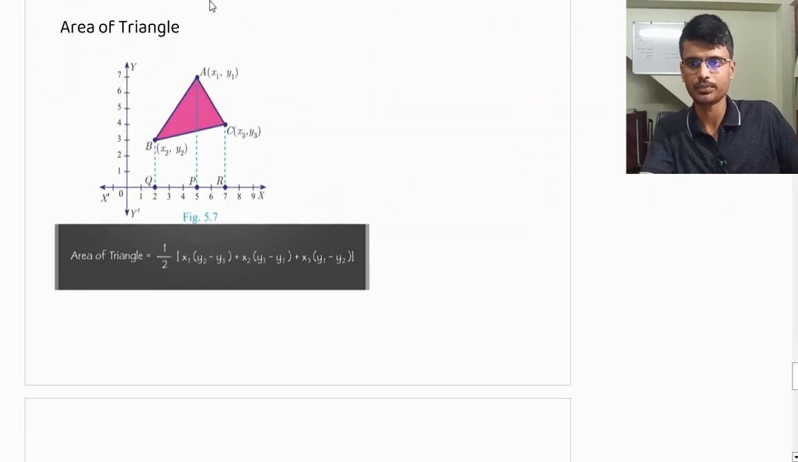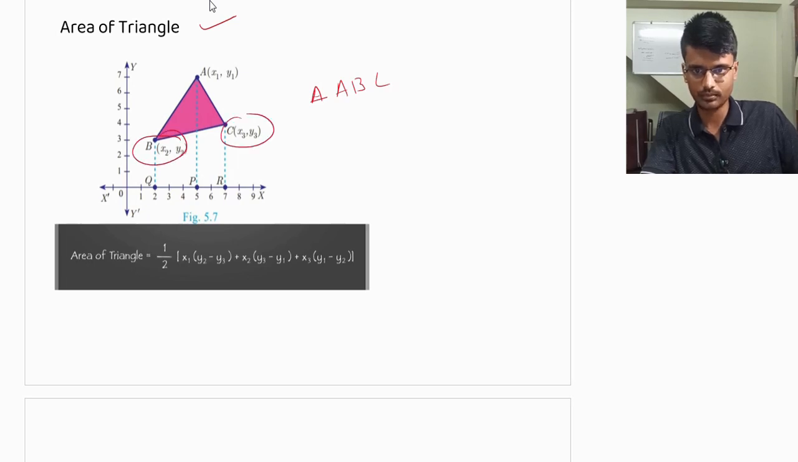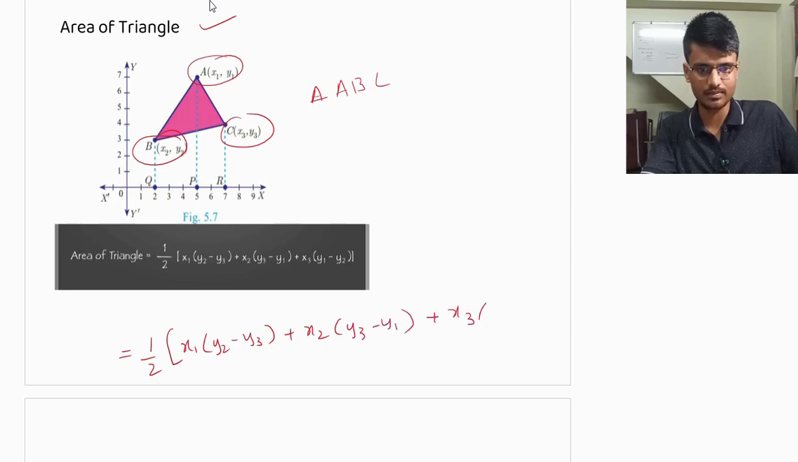Quick recap. So area of a triangle. If we are given the coordinates of the vertices of a triangle, so this is a triangle A, B, and C, and the coordinates are given. How to find the area of the triangle? The formula for that is 1 by 2, I'll just rewrite it again, x1 y2 minus y3 plus x2 y3 minus y1 plus x3 y1 minus y2. Just remember this formula. It is very important. You may expect a question directly.